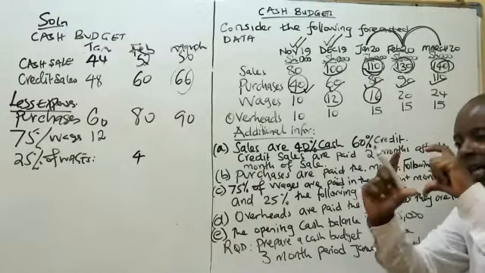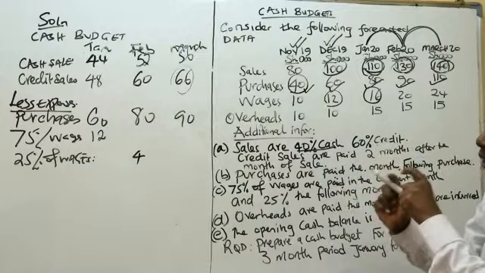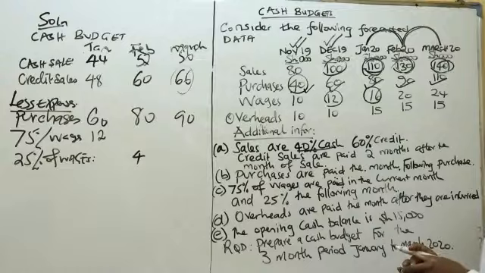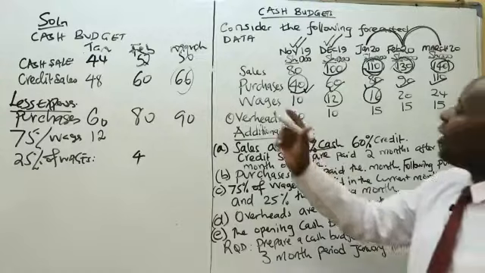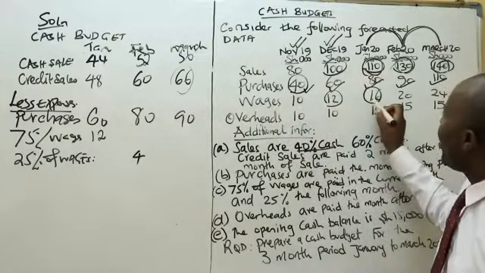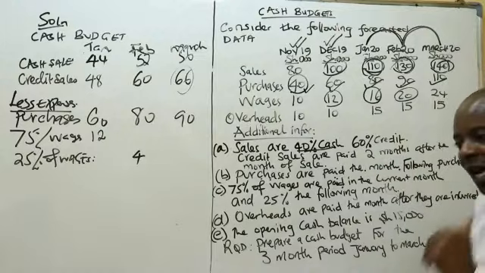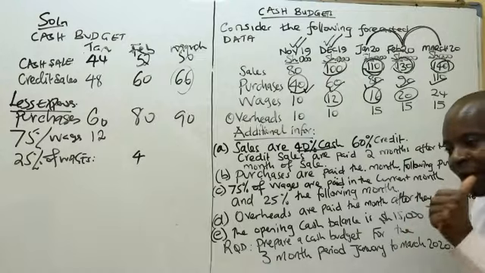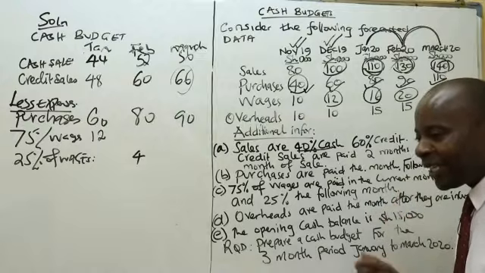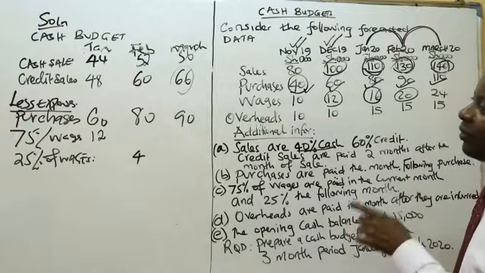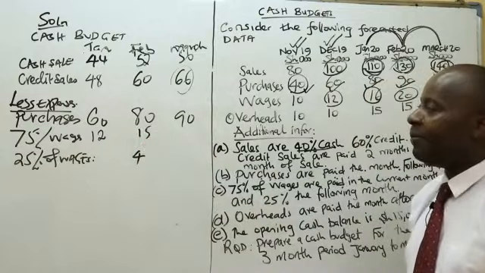Now go ahead and analyze the wages of February. Wages of February were 20. Out of these 20, I know that 75% will be paid in February. So 75% in February, that's how much here, somebody? I'm being told it is 15.